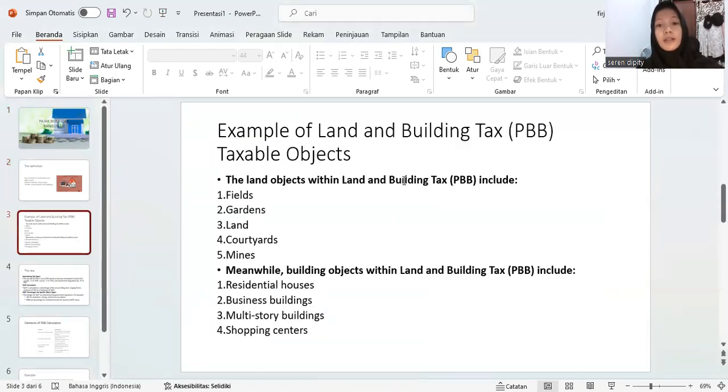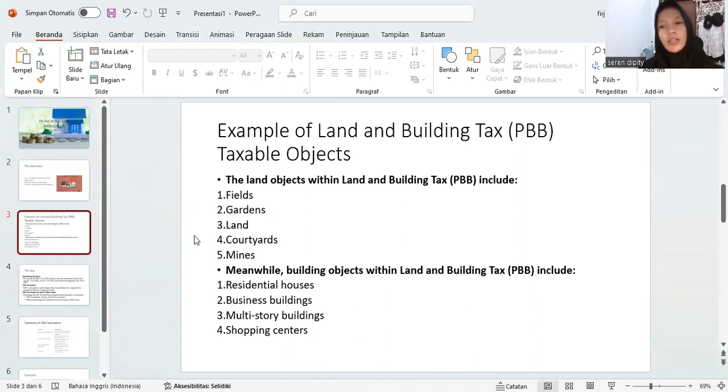And examples of land and building taxable objects: for land, there are fields, gardens, courtyards, mines. You get the benefits from it, so you should pay to the country, to the nation. Meanwhile, building objects within land and building tax include residential houses, business buildings, multi-story buildings, shopping centers, etc. So you know the taxable objects of the PBB, or land and building tax.